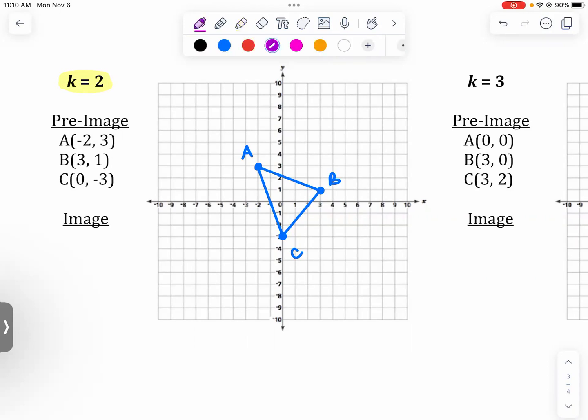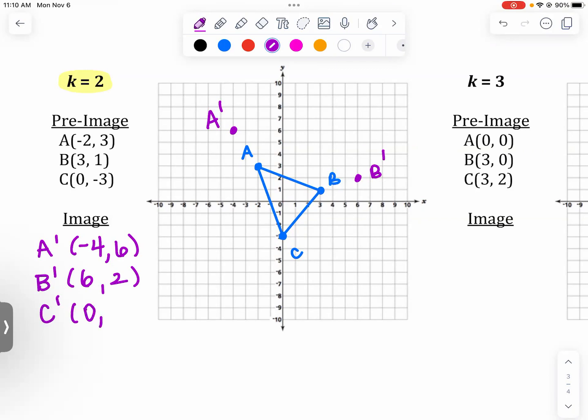Okay, so A is going to now be at A prime, I guess, -4, 6, because we have to double each of the coordinates. B prime would then go to what? 6, 2. Okay, and C prime would go to 0, -6.